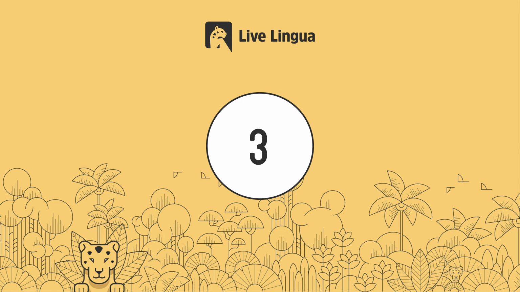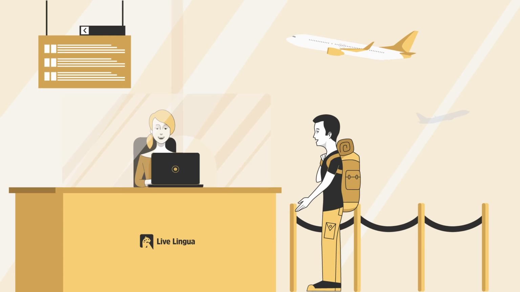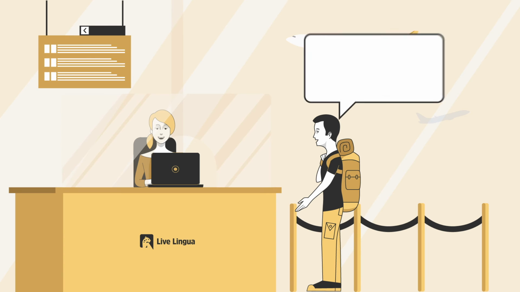Number 3. Número tres. You are passing through immigration in Venezuela. The immigration officer asks you where you are from. How would you answer?